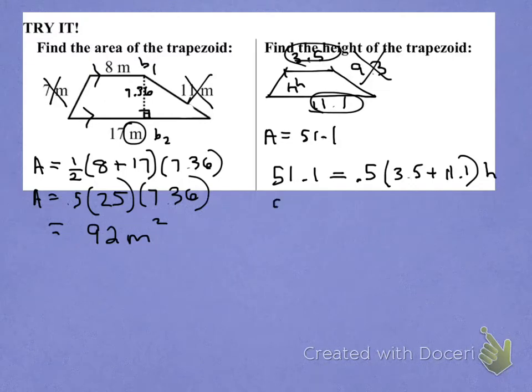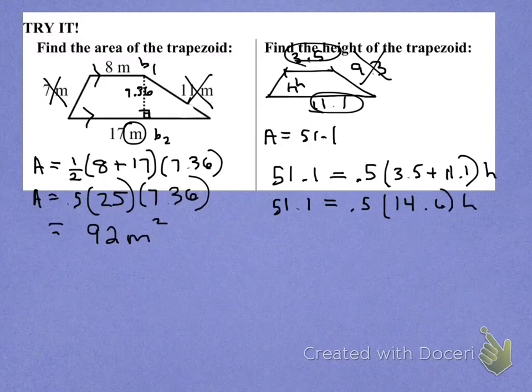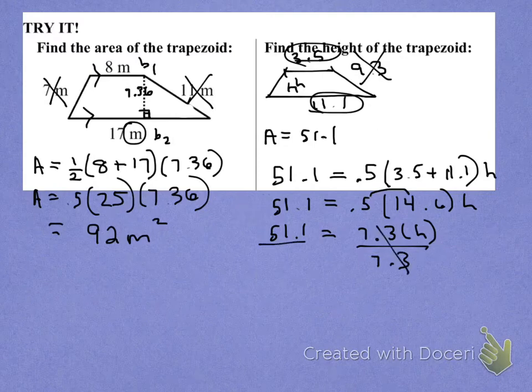Let's start working this problem. 51.1 equals 0.5 times 3.5 plus 11.1, which is 14.6, times the height. 0.5 times 14.6 is going to be 7.3. So I went ahead and multiplied this 0.5 times this 14.6. Still have it times the height. It's still going to equal the area, 51.1. Now I just need to divide both sides by 7.3 because they'll cancel on the right side, to get h all by itself.